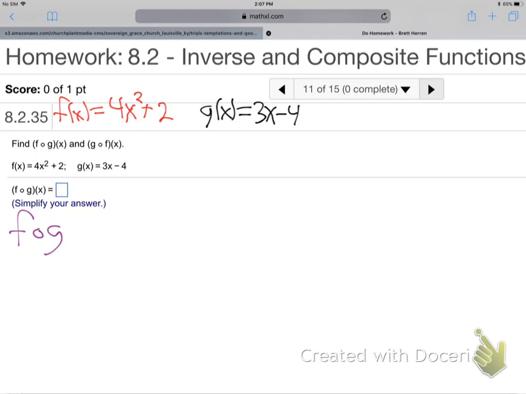Remember how it works? It's always the one on the right plugs into the one on the left. So that means put g into f first off. Take all of g and stuff it into f's input slot, his x, and then work it all out. You're going to have to FOIL on this one.